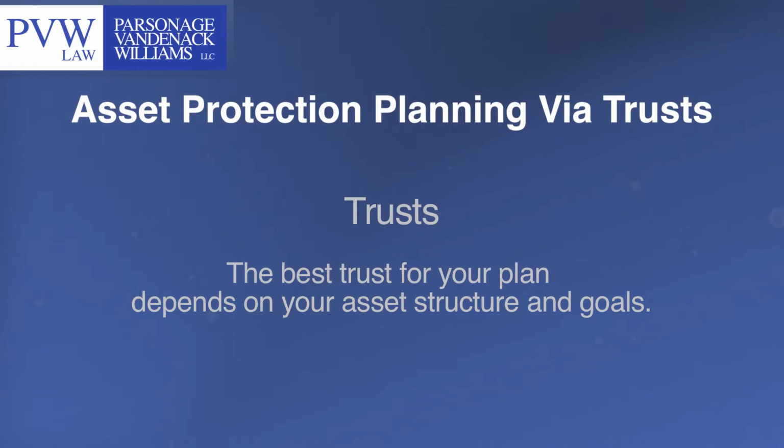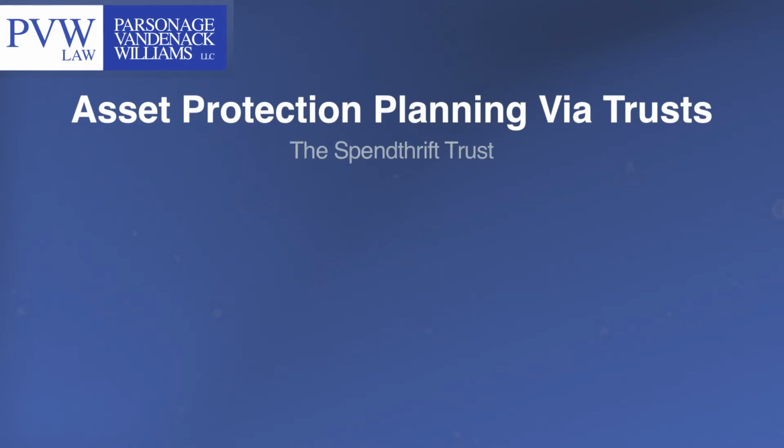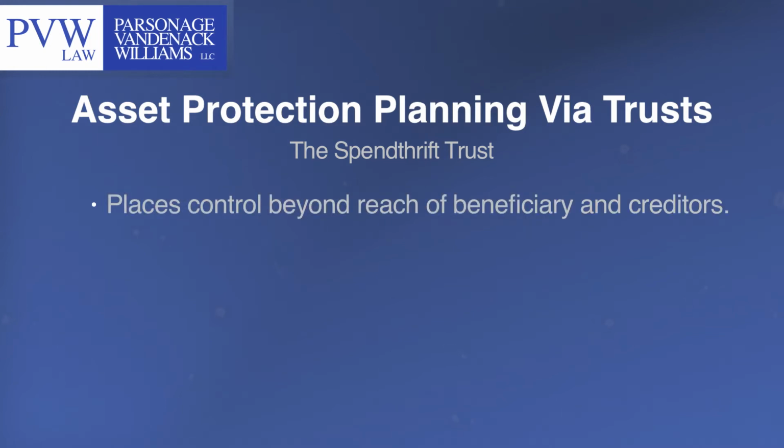One type of trust used for asset protection planning is the Spendthrift Trust. A Spendthrift Trust protects assets by placing control of them beyond the reach of both the beneficiary and the creditors. This is accomplished by preventing the beneficiary from assigning the right to distributions to a creditor and preventing the creditor from attaching to the trust assets.